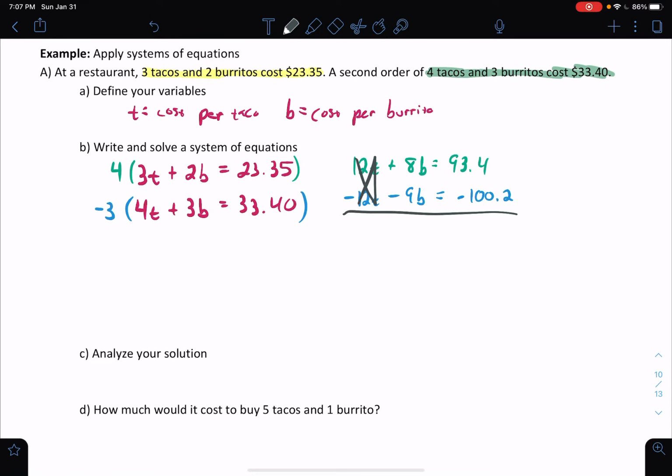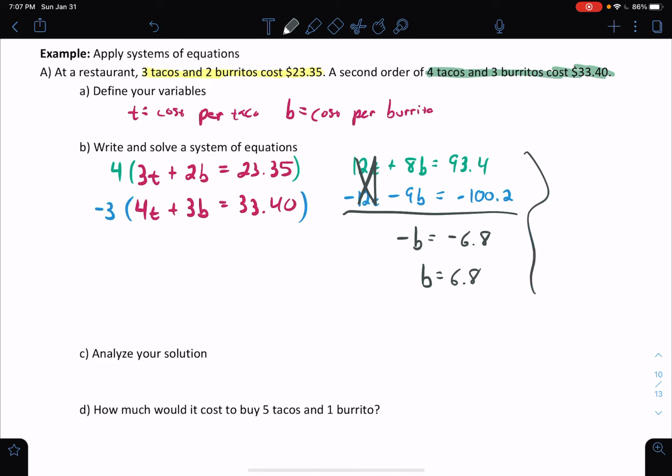The t's are gone. 8b minus 9b is -b. And 93.4 minus 100.2 is going to give me -6.8. So b is equal to 6.8. So now we need to plug that back into either the top or the bottom in order to solve for the other variable.